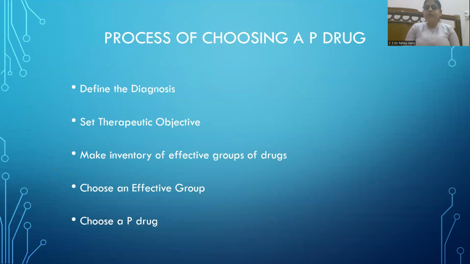The process of choosing a drug will be that first of all, we have to define the diagnosis, what is the disease the patient is suffering from, what is the indication. Then we have to set the therapeutic objective. And then we have to make an inventory of the effective groups of drugs. From the disease, we have to make out which groups of drugs are suitable to treat that particular diagnosis. Then we have to choose the effective group from those groups, and then from the effective group chosen, we have to choose the P-drug.